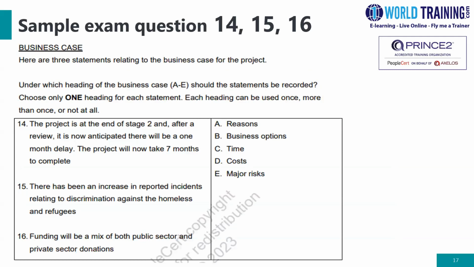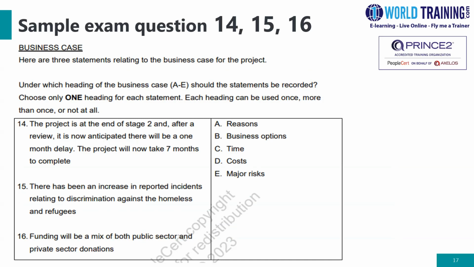Question number 14, 15, and 16. Here are the 3 statements related to the business case for the project. So we've got 3 statements on the left side of the column, and another series of headings on the right side. So you've got to kind of map the options 14, 15, and 16 to a relevant heading in the business case document.